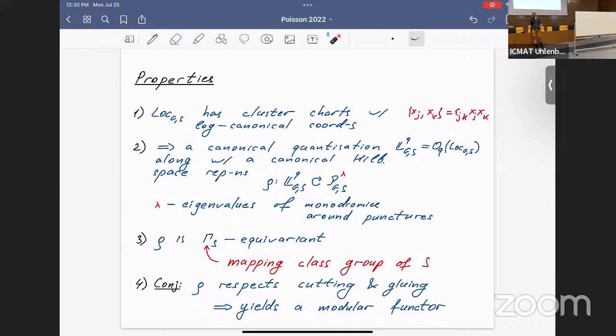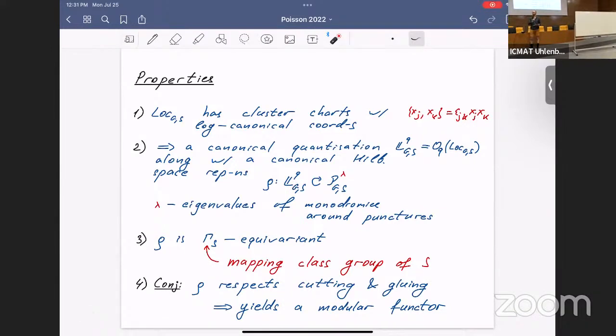Unfortunately, and it's a really important point here, no one has a better definition of these representations, and that's sad. And I'll explain why. Moreover, this construction is Gamma_S-equivariant, where Gamma_S is the mapping class group of the surface. So not only do you have a representation of this algebra, but you also have an action of the mapping class group on the algebra and on the representation.